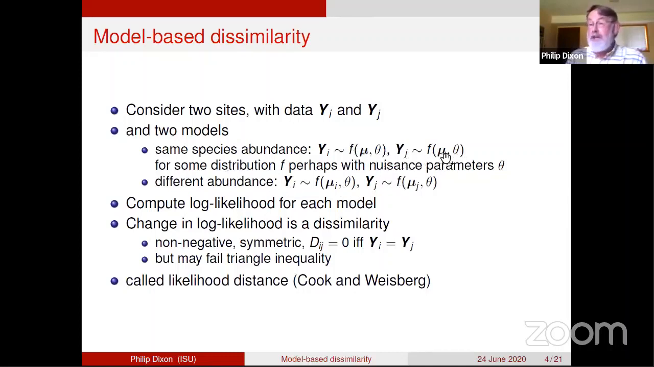So we have one model where we have the same species abundance, and a second model where we have different abundances in the two sites. The deviance between those models, twice the difference in the log likelihood, is a dissimilarity measure. It's non-negative, it's symmetric, and the dissimilarity is zero only if the two species composition vectors are identical. They are commonly dissimilarities, not distances, because they may fail the triangle inequality. The idea is not new. It was proposed by Cook and Weisberg in the 1970s and called likelihood distance in a very different context.